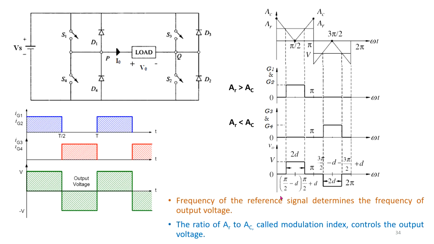The ratio of the reference to the carrier, called the modulation index, controls the output voltage. Of course, if you take the reference a little bit above, then you have a large output, and if you take the reference below, then you have a small output. So in this way you can control the magnitude and frequency. You go up and down, and the frequency is also modified because this width is modified.